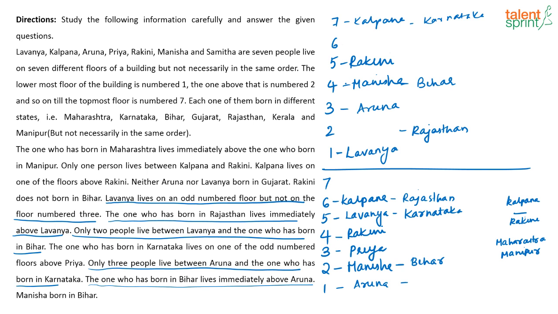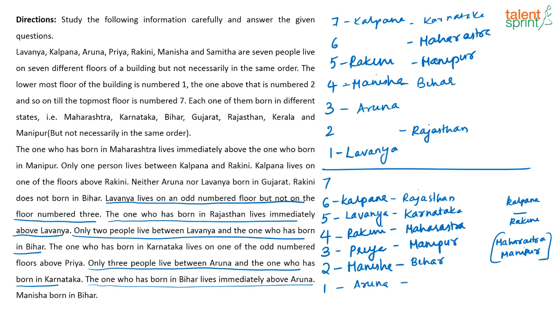Now the next thing that I am going to try and fix is Maharashtra and Manipur. Where can I place them? In this case, Maharashtra has to be just on top of Manipur. So here this has to be Maharashtra and this has to be Manipur. Okay. Now if this is the case, this has to be Maharashtra and this has to be Manipur. Okay. So that is also fixed. And then what are we left with?